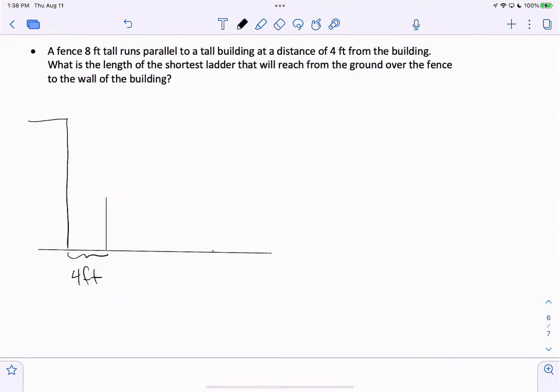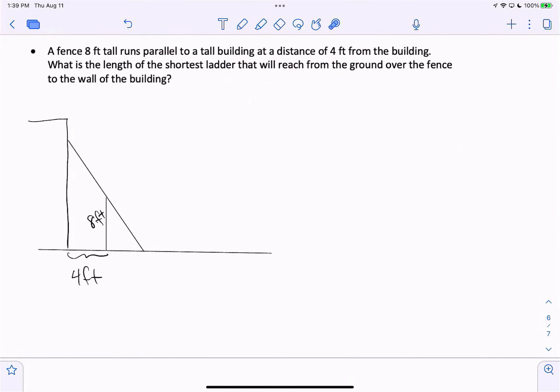Now, we can have a really long ladder that will go over the wall and lean against the building, but what we want is the shortest ladder that will touch the building but get over the wall. Let me label the height of the wall. And I want you to do what you can to solve this problem.